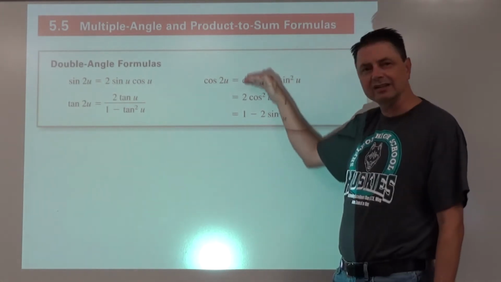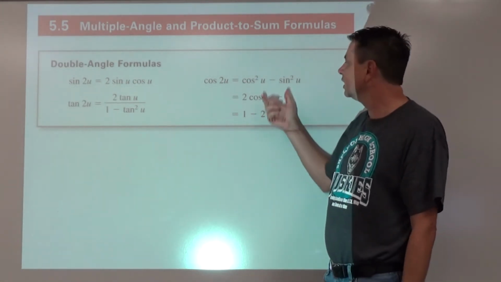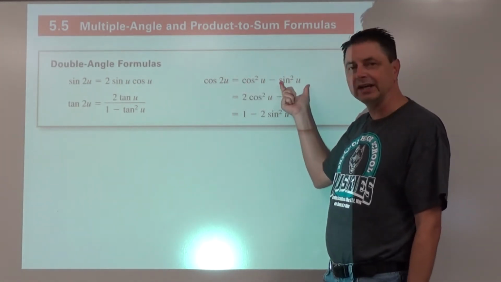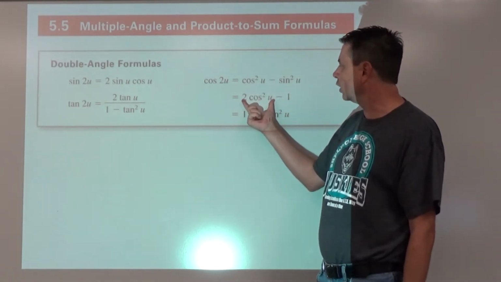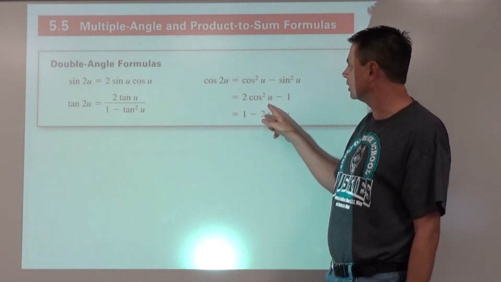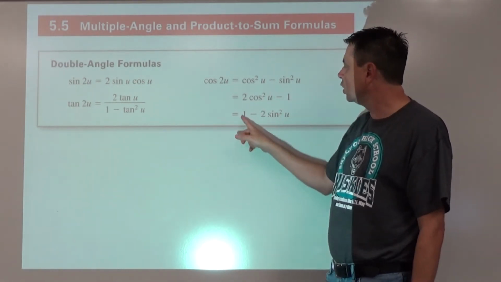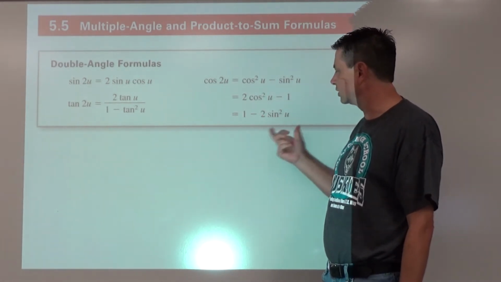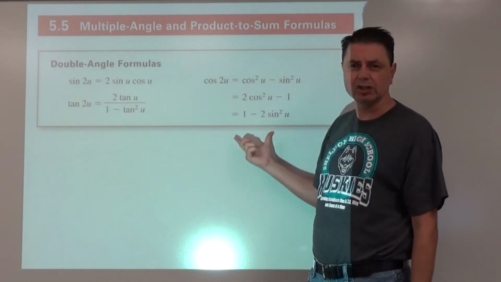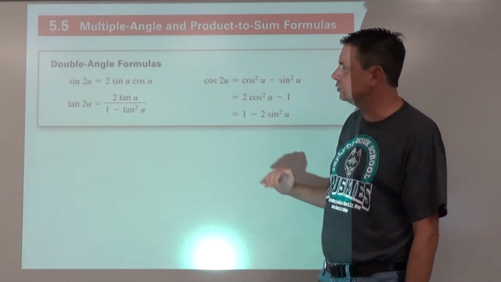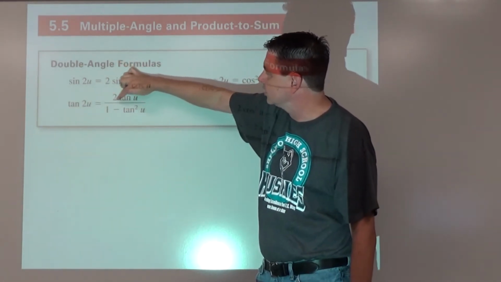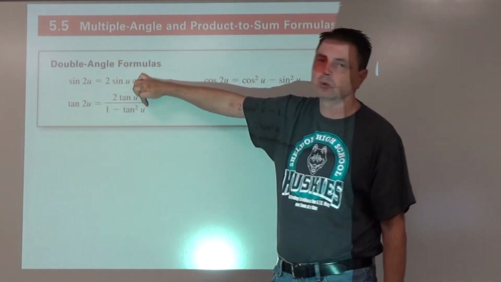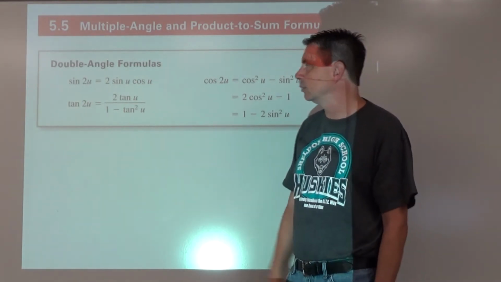Cosine of 2u, you've got several different options. Cosine squared u minus sine squared u, and then if we do some Pythagorean identity work, it also works out to be 2 cosine squared u minus 1, or 1 minus 2 sine squared u. So it really depends on the information that you have, which of these you might want to use. Tangent of 2u is 2 tangent u over 1 minus tangent squared u. So those are our double angles.